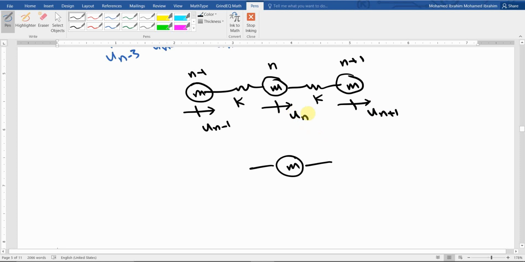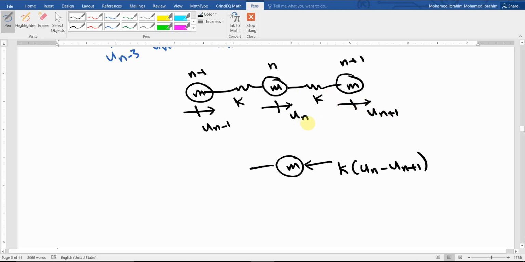For example, if I assume that UN is bigger than UN plus 1, it means that this mass pushes the spring, and the spring is going to be compressed, so the spring should reject this motion, it should be pushing in the opposite direction, and in this case the spring force will be K times UN negative UN plus 1. Make sense? This is going to be the spring force generated within this spring, assuming that UN is bigger than UN plus 1, because these two displacements are in the same direction.